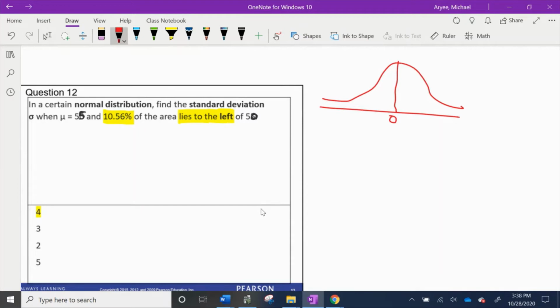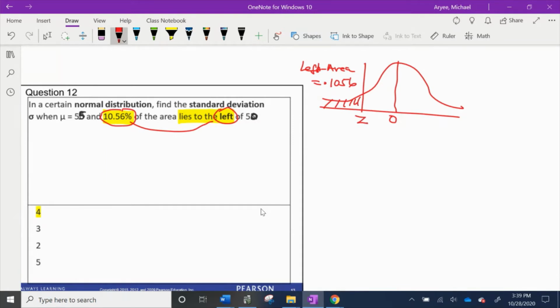And then they're saying that 10.56 to the left, right? So this value goes with that. They go together to the left. So you come over here and then say left area is 0.1056. That's what that means.